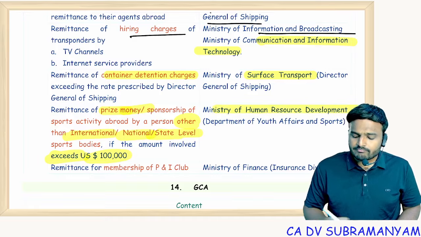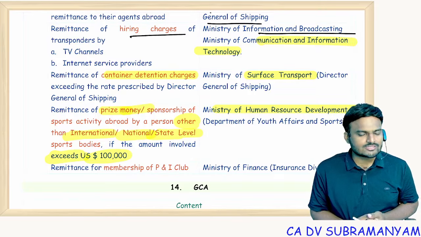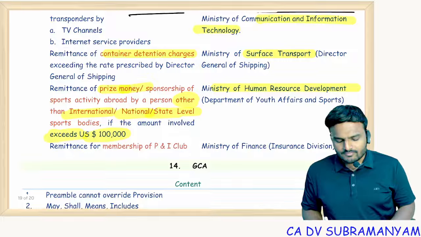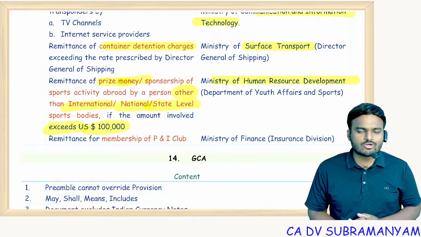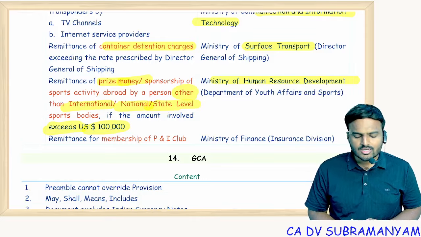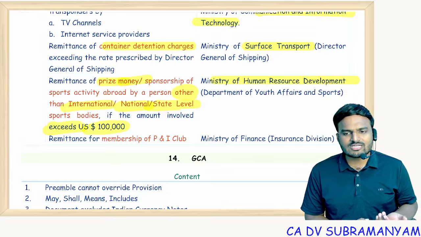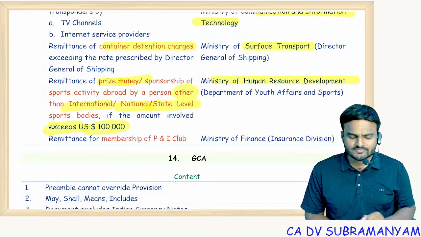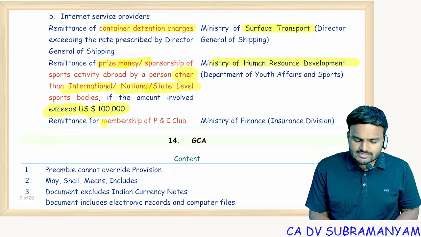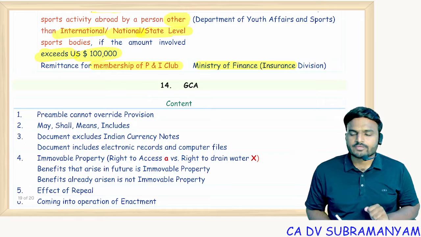then permission is required. Up to $1 lakh, permission is not required. And if payment is done by BCCI or Tamil Nadu State Cricket Association or Andhra Pradesh State Cricket Association, Karnataka State Cricket Association, okay, if these associations are paying outside India, even exceeding $1 lakh, permission is not required. Remittances for membership of P&I club, Ministry of Finance permission is to be taken.